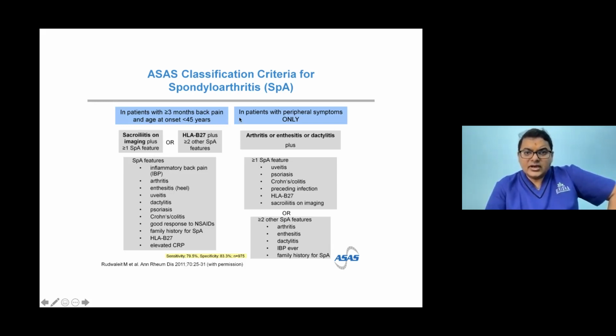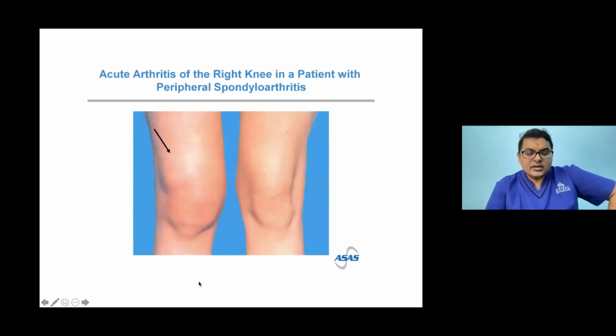And for those with no back pain, if only peripheral joints are involved, then with any of these features, you need at least one or two of these to actually say that you have this particular disease. You see, in this one, the right knee is swollen, there's puffiness, this knee is normal. So this is an acute arthritis which is seen in this condition.